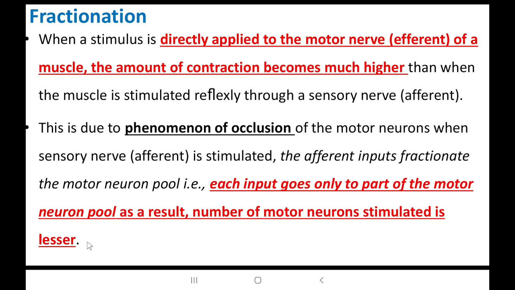If you stimulate the muscle via a sensory nerve, the response is lesser, but if you stimulate directly the motor nerve, then this entire thing will get bypassed and the response is much higher. This is called fractionation.